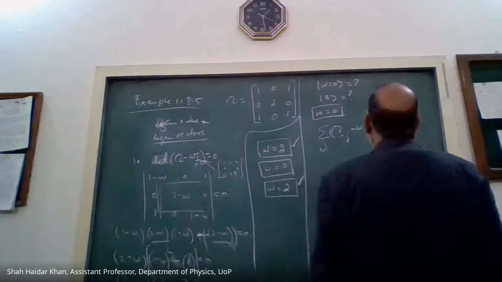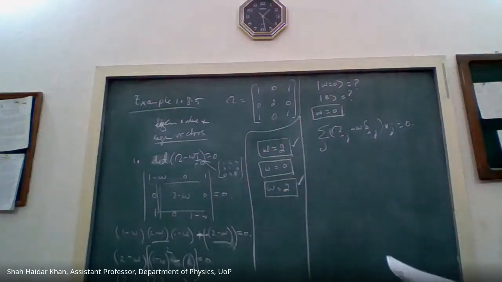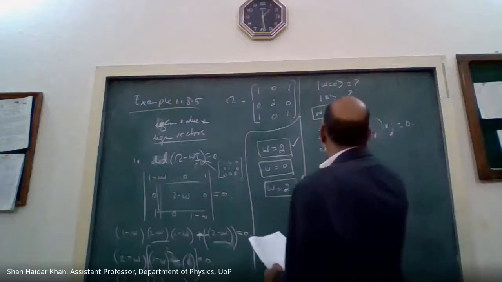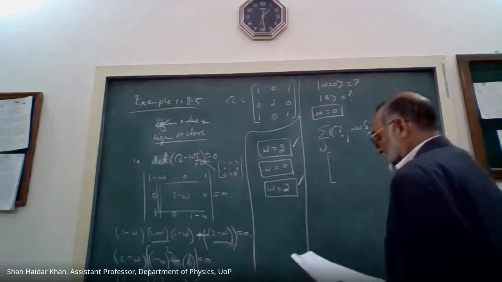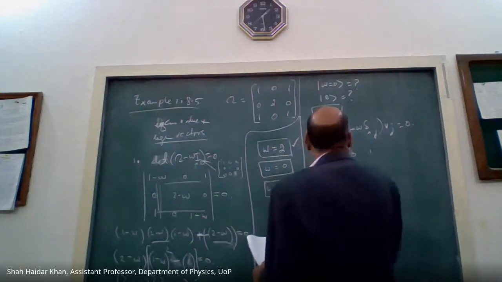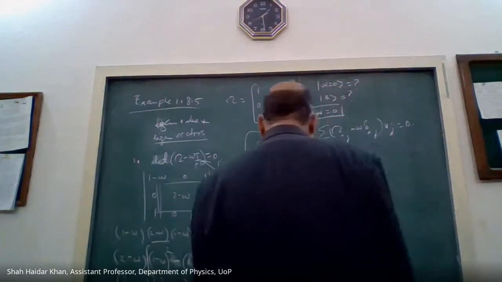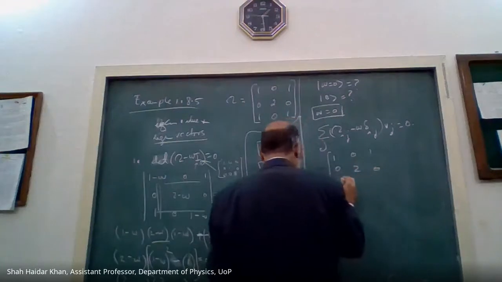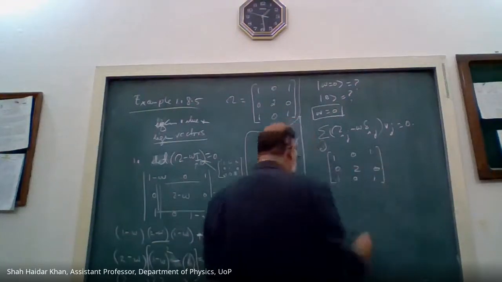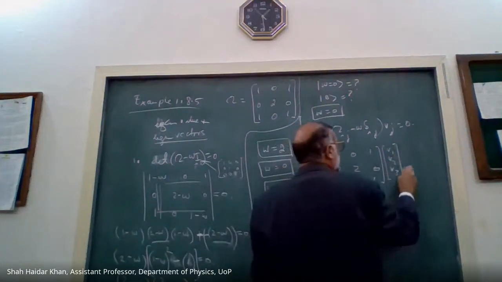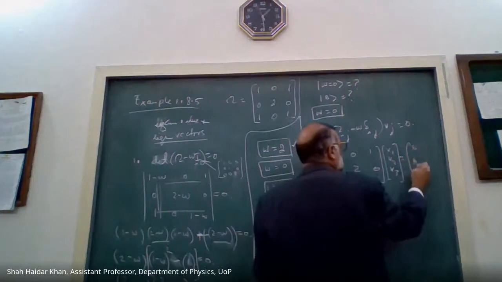It's a three-dimensional problem, right? So omega is a three-dimensional matrix, and we will have the matrix equation something like that. Right? 1, 0, 1, and 0, 2, 0, and 1, 0, 1. And V1, V2, V3 is equal to 0, 0, 0.